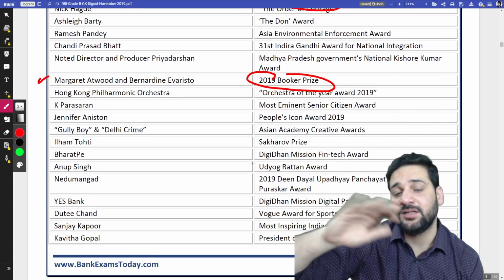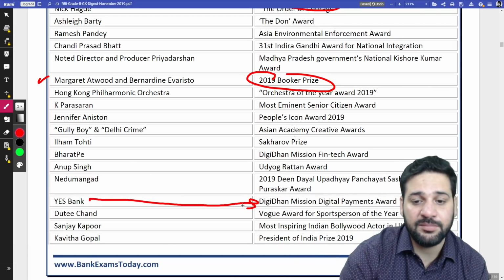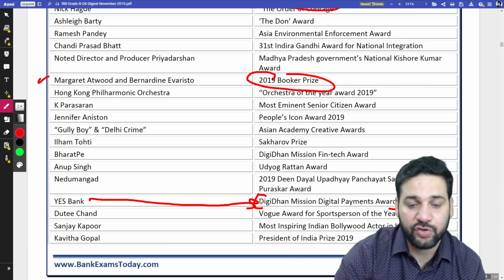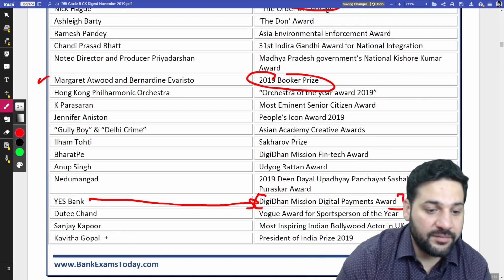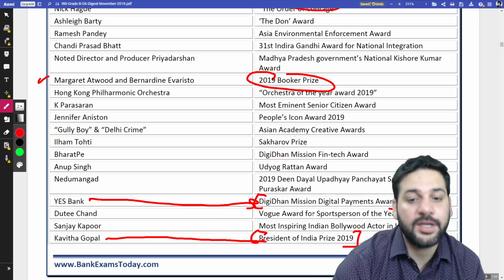The Nobel Prize, there is a separate table for that. That is anyway important. Yes Bank got the Digidhan Mission Digital Payment Award. So that's also very important. Kavita Gopal got the President of India Prize 2019. So really important.